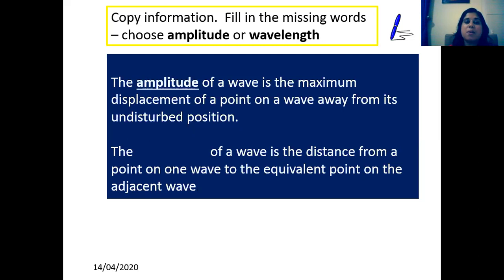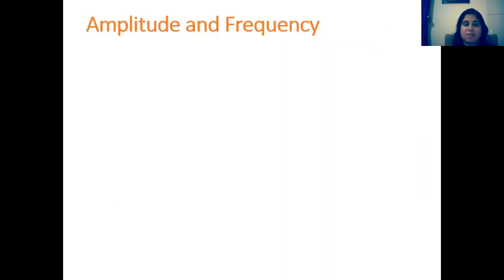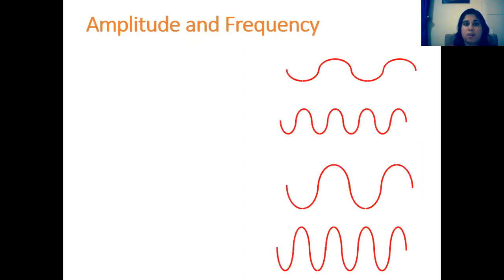Amplitude is the maximum displacement of a point on the wave. And wavelength is the distance from one point to the equivalent point on the next wave. Let's move further. Now, I am showing you a diagram. Now, describe the picture. Now, I will give you a hint. This is amplitude. This is amplitude.